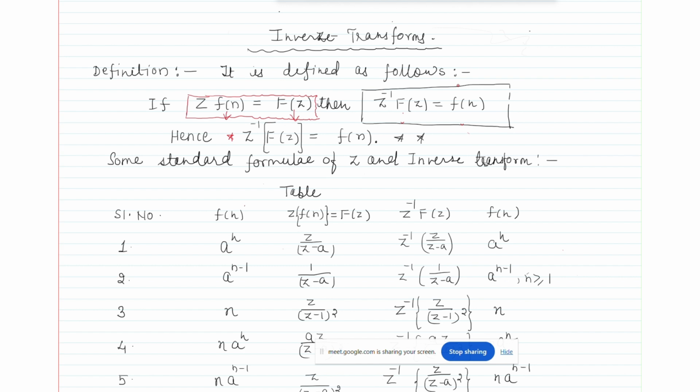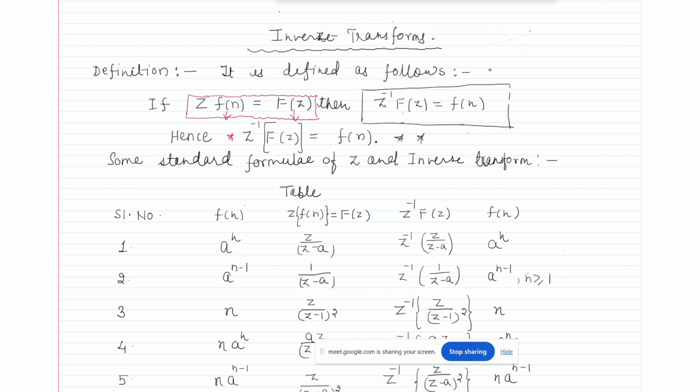This is just similar to differentiation and integration. What happens in differentiation? Suppose I give one example. The differentiation of x square is 2x, and if you integrate 2x again, you get x square by 2, where the 2 cancels, so you get x square. So these are reciprocal: differentiation is the reciprocal of integration, and integration is the reciprocal of differentiation. The same holds in the inverse Z transform.